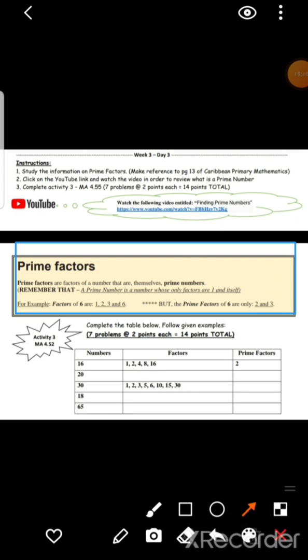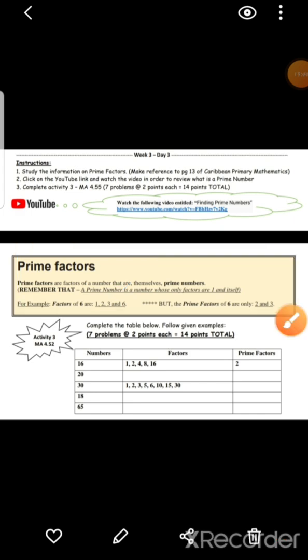It says that, for example, when we list the factors of 6, we're going to list them as 1, 2, 3, and 6. These are the factors of 6. But the prime factors of 6 are only the number 2 and the number 3, because 2 and 3 are prime numbers. Okay? Prime numbers are numbers that can only be divided by 1 and itself. It doesn't have any more factors. It only has 2 main factors, the number 1 and the same number itself.